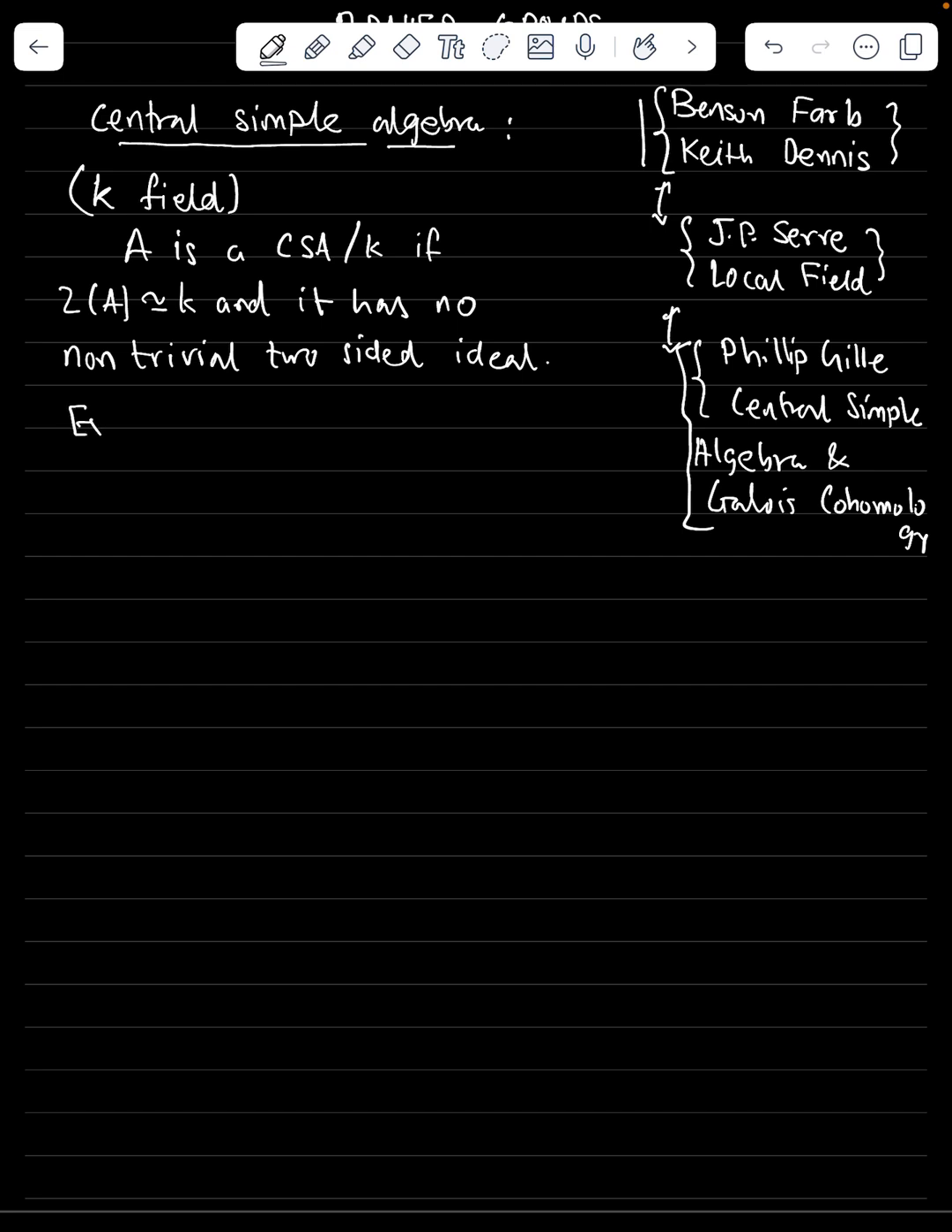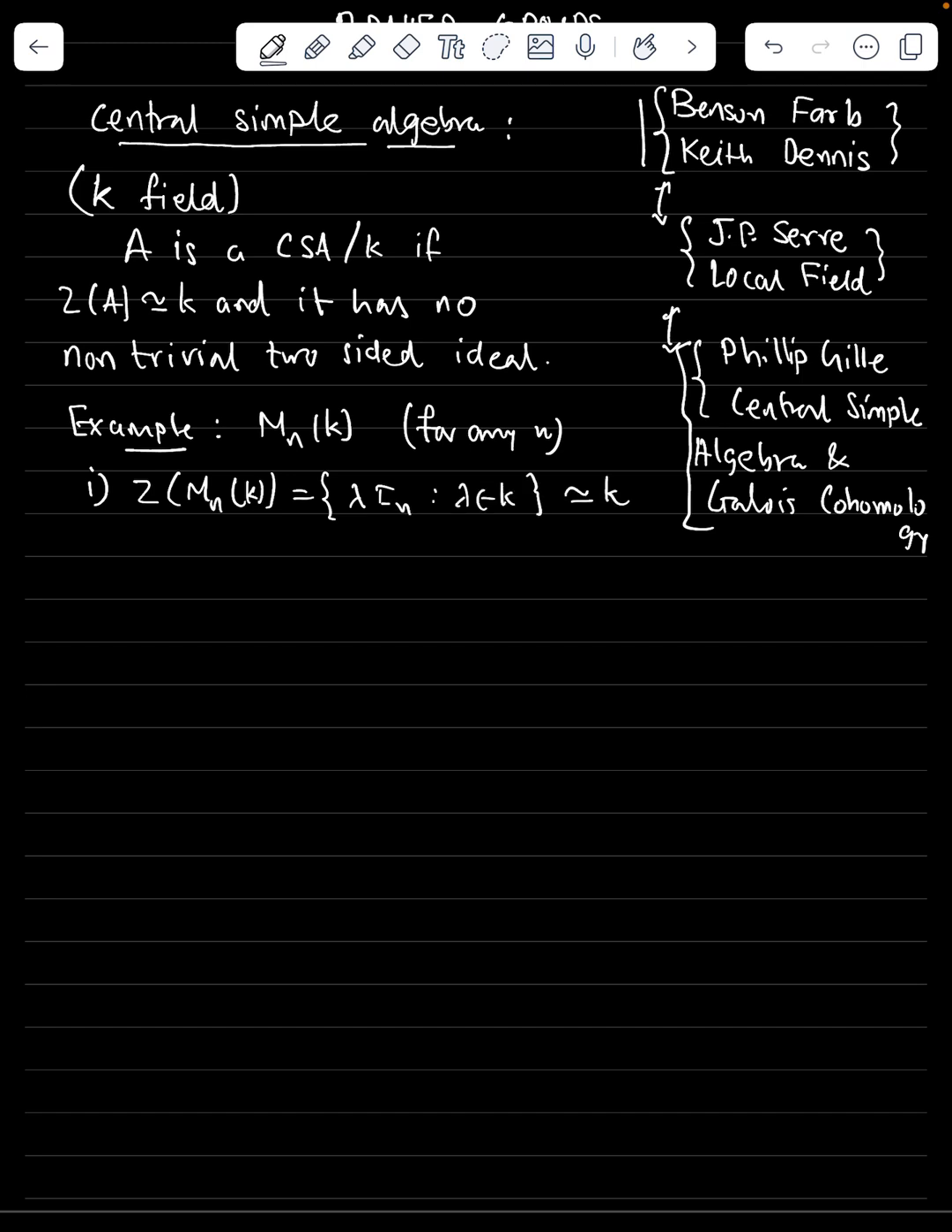And one prime example, and the easiest example, is that over any field K, you look at the matrix algebra M_n(K) for any n. That's one easy example of a central simple algebra. Now how do we show it's central simple? The first thing is you can show that the center of the matrix algebra consists of all the scalar matrices, so clearly this is isomorphic to K.